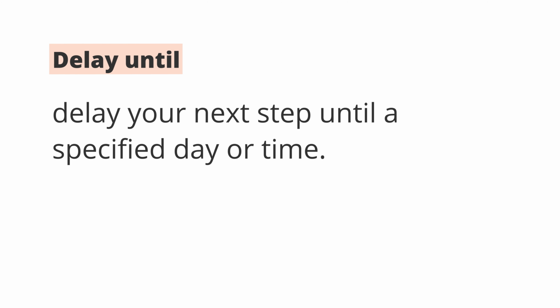This delays the next action until a specific date or time. Delay until is usually specific to a calendar date, like next Monday or the first of the month. Let's say you want to create a Zap that reminds you in Slack about incomplete tasks in Todoist, in case you haven't touched them in a week.